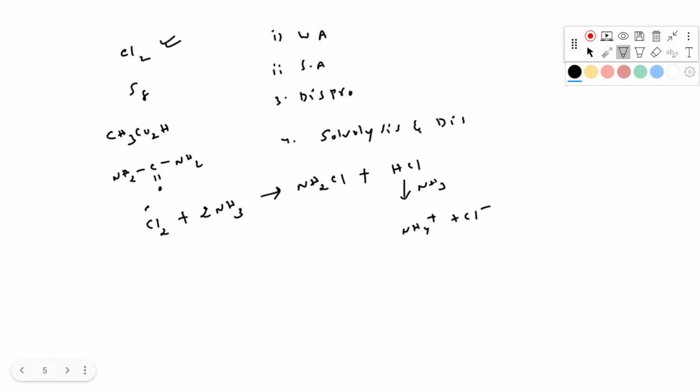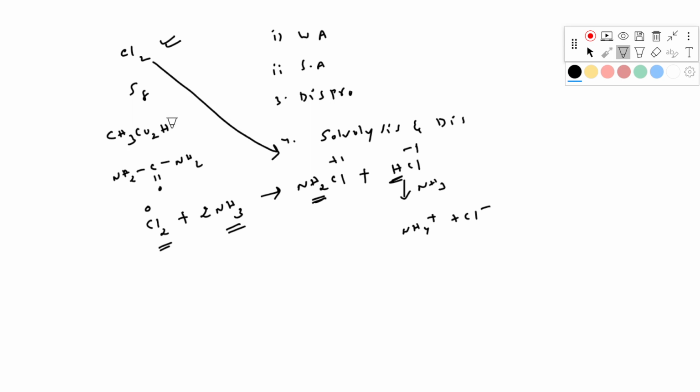Okay, so this is zero oxidation state. Disproportionation means oxidation and reduction simultaneously, right? So here -1, and here this is +1, right? So oxidation and reduction simultaneously, so this is a disproportionation reaction. Solvolysis means the solvent will break. Here NH3 is the solvent, it is breaking into NH2 and H, so this is a solvolysis reaction. So the first one, Cl2, is option 4, that is solvolysis and disproportionation.